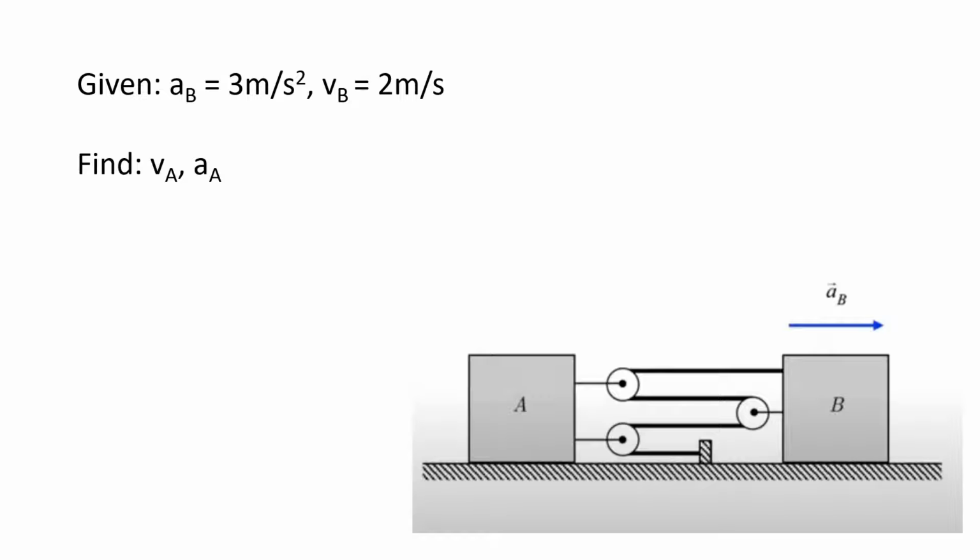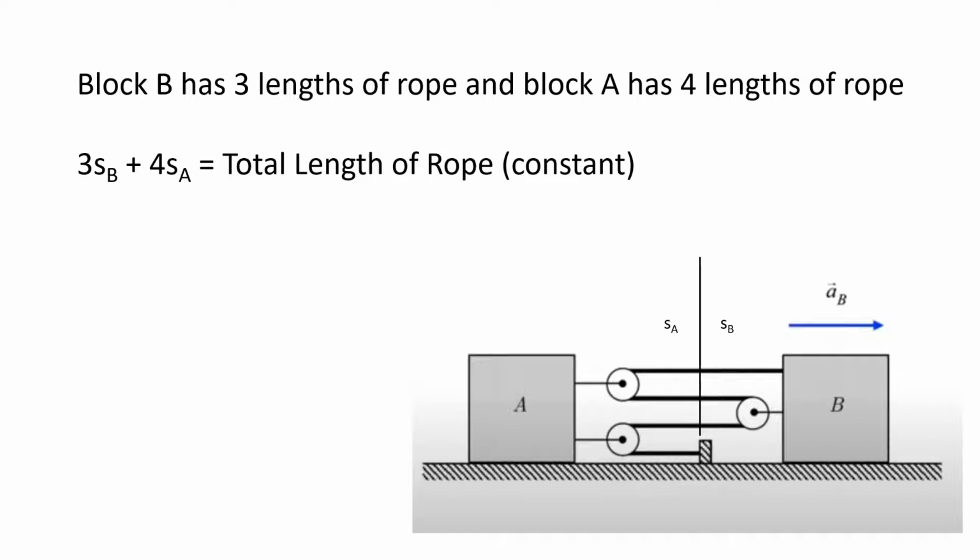At first, this may seem like they don't really give you a whole lot of information, but actually from the diagram we're able to figure out the position equation. And we're able to do this by separating the block right down the middle where it contacts the fixed point. And so we're able to see that block B has 3 lengths of rope attached to it, and block A has 4 lengths of rope attached to it.